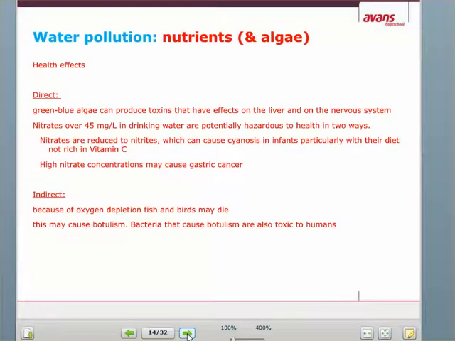Yeah, so here are some direct water effects. Blue-green algae produces toxins that affect the liver and the nervous system. Nitrates above 45 milligrams per liter are hazardous for different ways. Nutrient uptake, but also can cause cancer. Gastric cancer, that's a cancer of the stomach and intestines. Indirectly, oxygen depletion for fish, and of course birds, if they eat the fish, can die. It also may cause botulism, which are toxic for us.